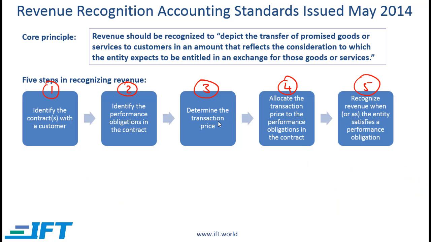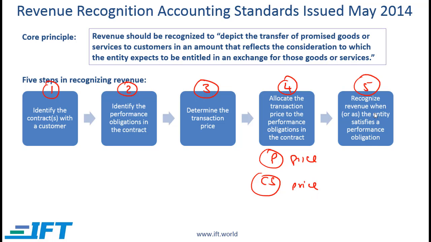Step 3 is to determine the transaction price. Step 4 is to allocate the transaction price to the performance obligations in the contract. Now, in my earlier example, there was only one performance obligation. Let's take another scenario. Say a software company sells a product and a consulting service, which are two separate performance obligations. Then here in step 4, we allocate a price to each of these performance obligations.